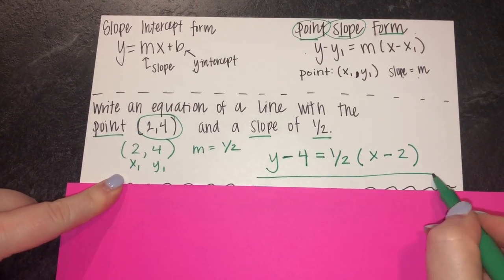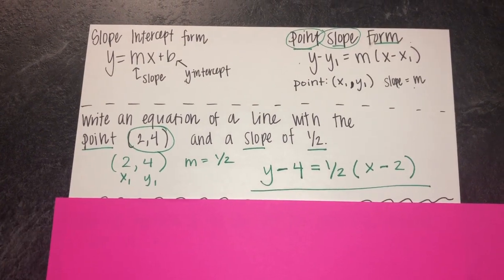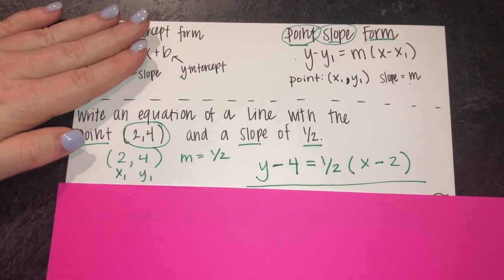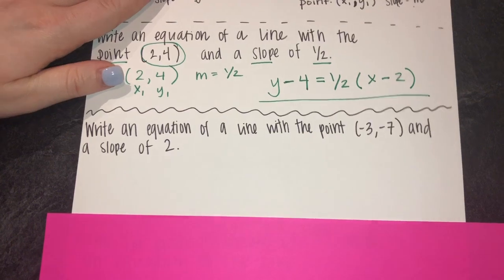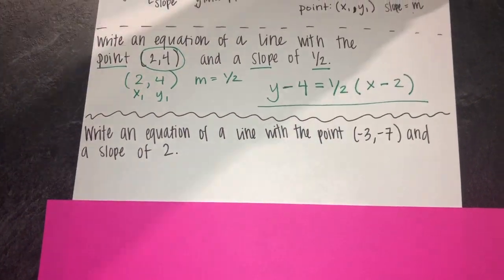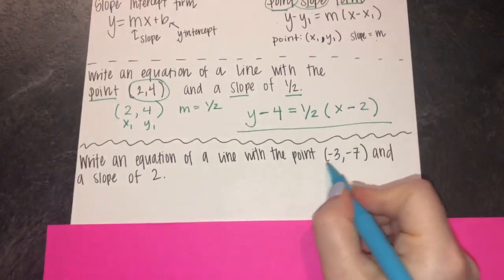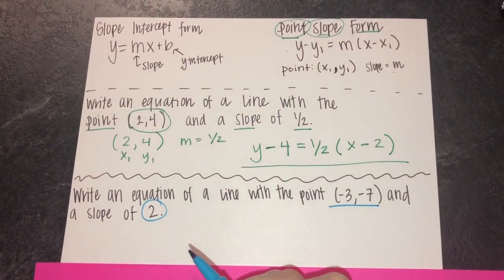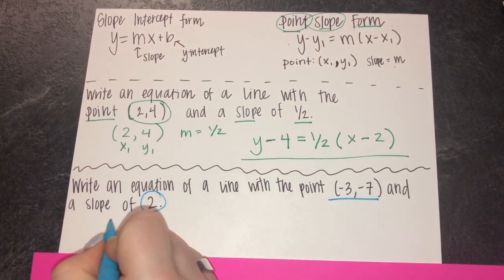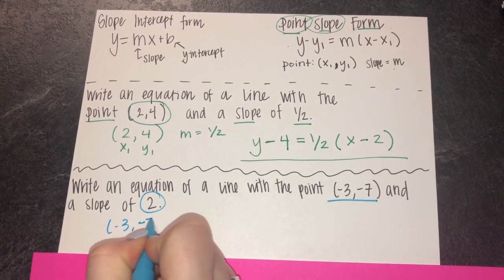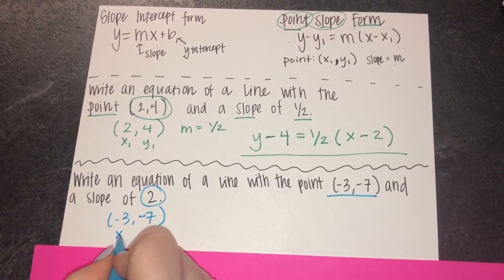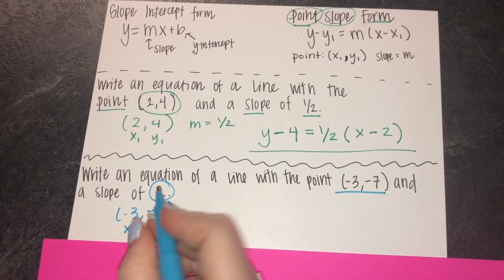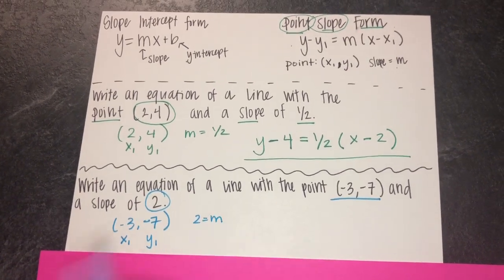Guys, this is actually all you have to do for right now. This is us putting it in point-slope form. Let's look at one that's a little bit harder. It says, write an equation of a line with the point (-3, -7) and a slope of 2. Okay, in this case, (-3, -7), let's go ahead and write that down. We're going to label this x1 and y1, and our slope of 2 we're going to label m.